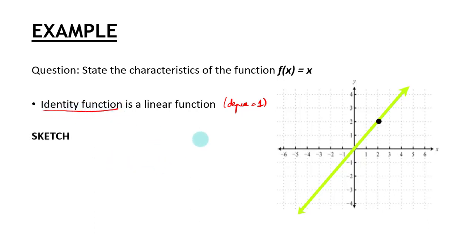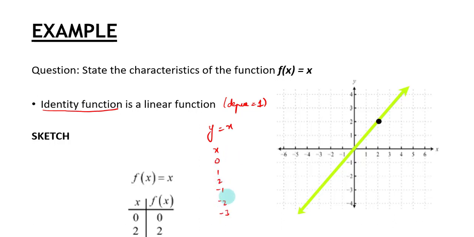To sketch this graph, you have to make a table of values. You can take any number of values and then plot them. Like if your function is y equals x, you can take multiple values of x: 0, 1, 2, -1, -2, -3. You will get 0, 1, 2, -1, -2, and -3 because you have an identity function. You can plot these points here and then join them by a straight line to sketch this graph.